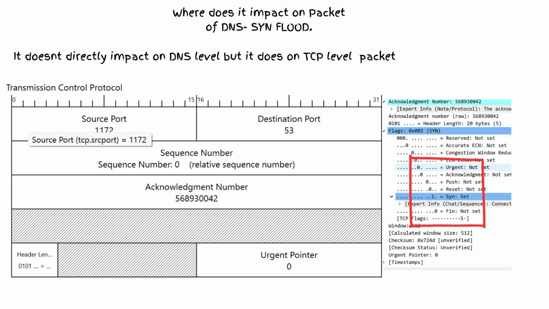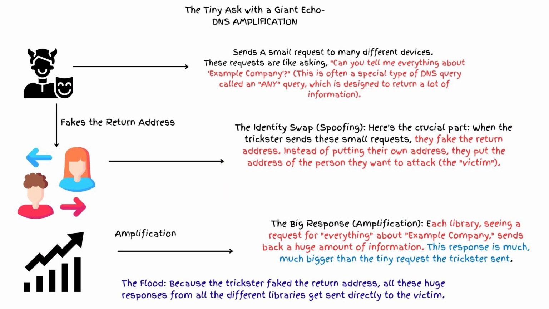So now let's talk about one of the most important, devastating and currently prevalent DNS attacks, the DNS amplification attack, also known as the DNS reflection attack. Now, how does it work? The attacker doesn't hit the victim directly. Instead, they send very small DNS queries to a large number of open DNS resolvers. These are legitimate DNS servers that are unfortunately misconfigured to respond to anyone on the internet.